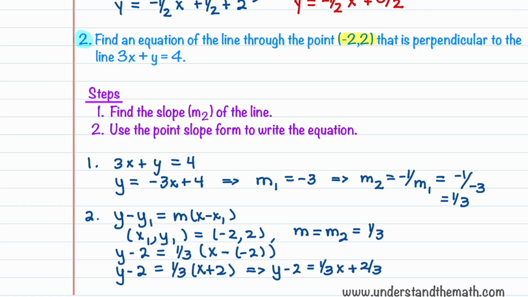And let's go ahead and take our 2 to the right. So we have y is equal to 1/3 x plus 2/3 plus 2. Let's think of this 2 as being 6 over 3. So we end up with a final equation, y is equal to 1/3 x, and then we have 2/3 plus 6/3, and that gives us 8/3. And that's the equation of the line that is perpendicular to the line 3x plus y is equal to 4 that passes through the point minus 2, 2.